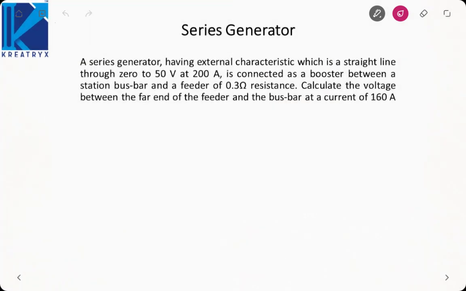The next machine is your series generator. In a series generator, the field winding is connected in series with the armature, which means armature current is equal to field current. So what will be the equivalent circuit?